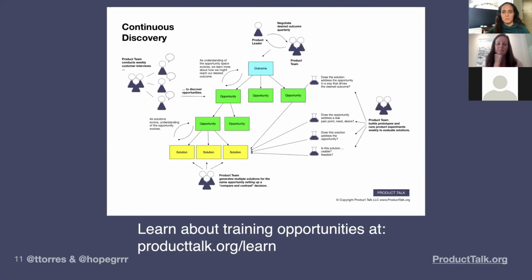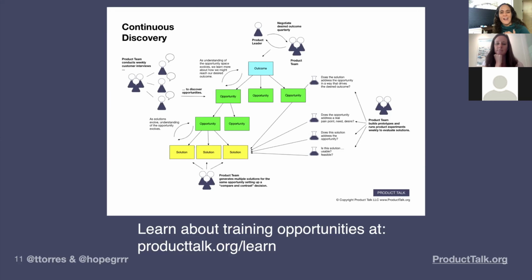So making sure that your teams are tasked with an outcome and not just delivering outputs. In part 2, we talked about discovering opportunities. We talked a lot about doing that through interviews, but you can also do it through customer observations. You can do it through analytics. You can do it through a wide variety of discovery activities.